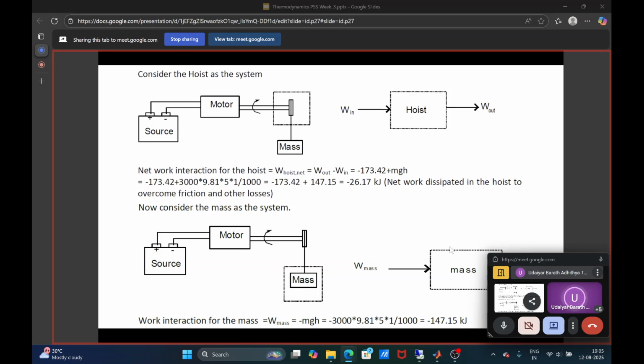And then the mass. The mass sees the change in potential energy, so W mass is minus mgh. So it is minus 147.15 kilojoules. That is the work which is received by the mass to raise its potential energy.